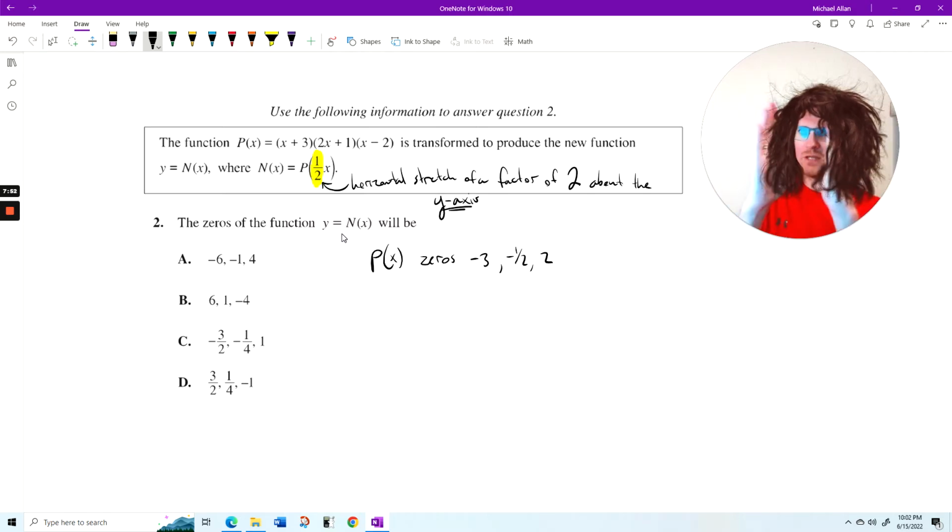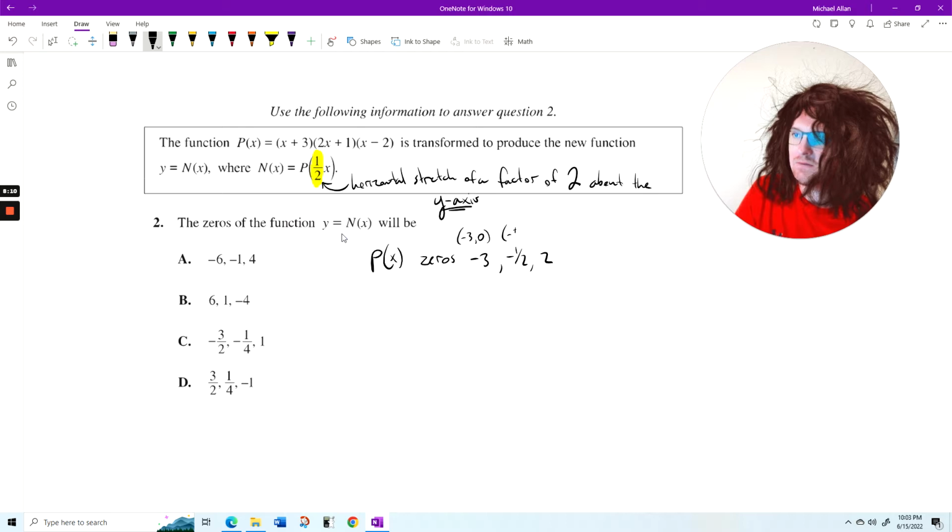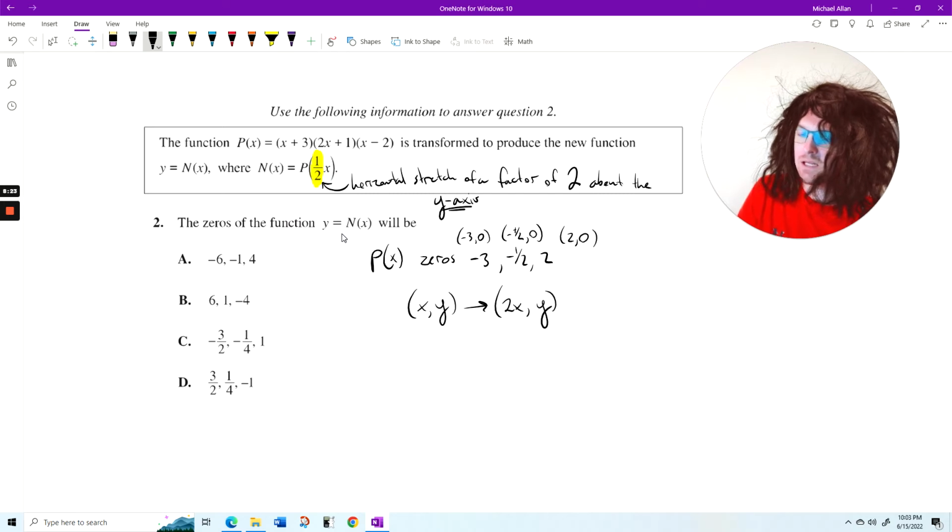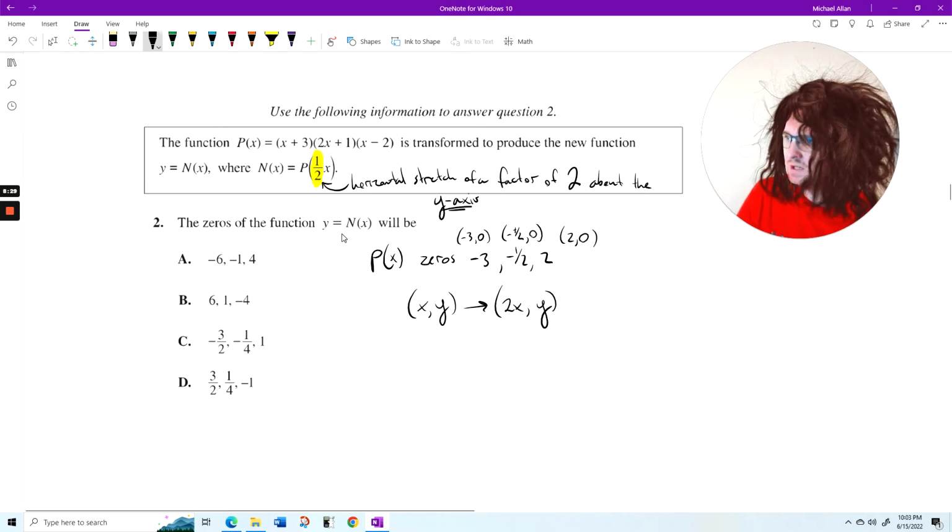So if I do a horizontal stretch about the y-axis, anything that's on the x-axis, that's not on the y-axis, is going to be stretched outwards by a factor of 2, because these are x values. Like this point is actually -3, 0, right? This point is -1/2, 0, and this is 2, 0. So when I do my mapping notation, x, y, this is going to affect the x values. It's not going to affect the y values because they're all zeros, but I'm going to have a 2 on the x. So all these are just 2 times what they were before. There's no negative, so there's no reflection. I don't see anything there.